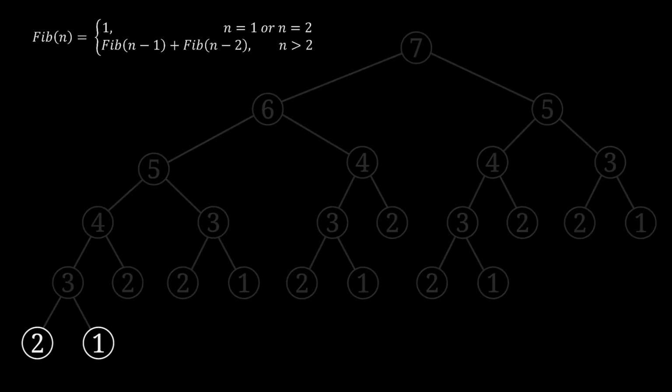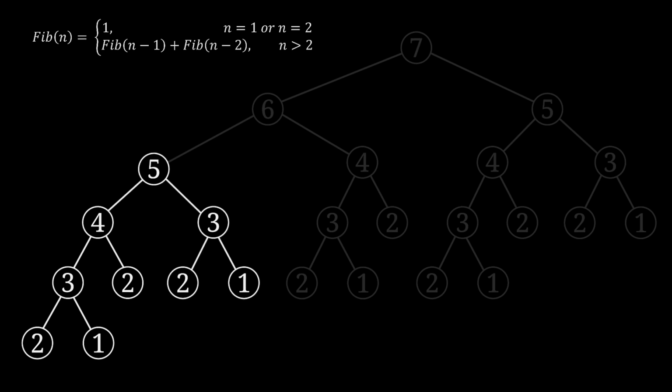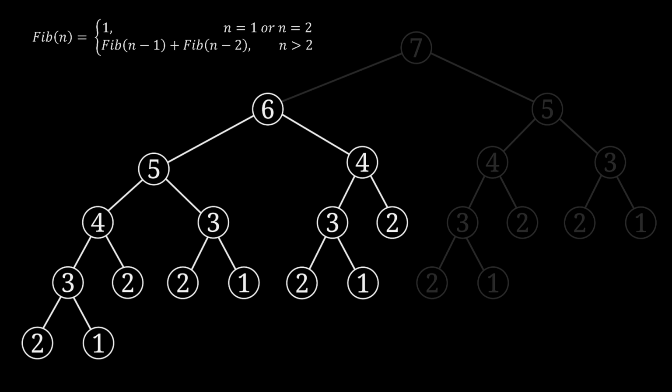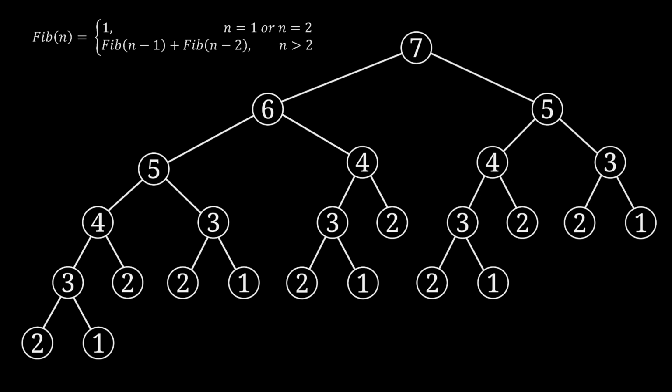The function values for 1 and 2 are given. Then, when calculating fib3, we call our function twice, for n equal to 2 and 1. Next, for fib4, we call it 4 times. For fib5, 8 times. For fib6, 14 times, and so on. By the time we reach fib40, the function is called more than 200 million times.